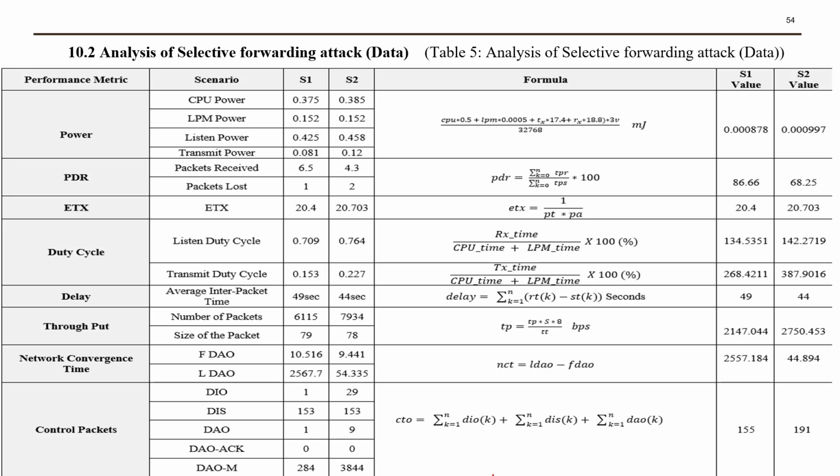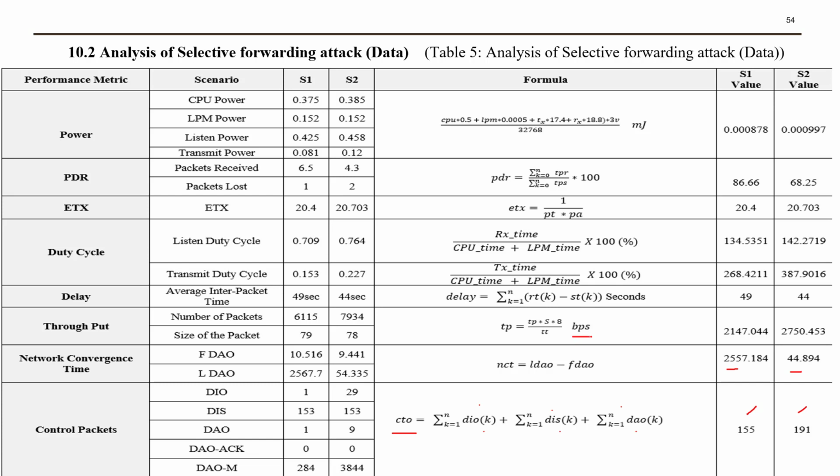Now in the selective forwarding attack, I just give you a summary, and I'm not going to tell everything. Already I explained everything. You see, control packets. So we are going to add 1, 2, 3: number of DIO packets, number of DIS packets, number of DAO packets. So this is going to be the number. First scenario, second scenario. Then network convergence time means how much time it takes for the network to settle. So here 2557 seconds, here it is only 44 seconds. If you observe all S1, that means scenario 1, it takes more network convergence, and also the control packets will be more.